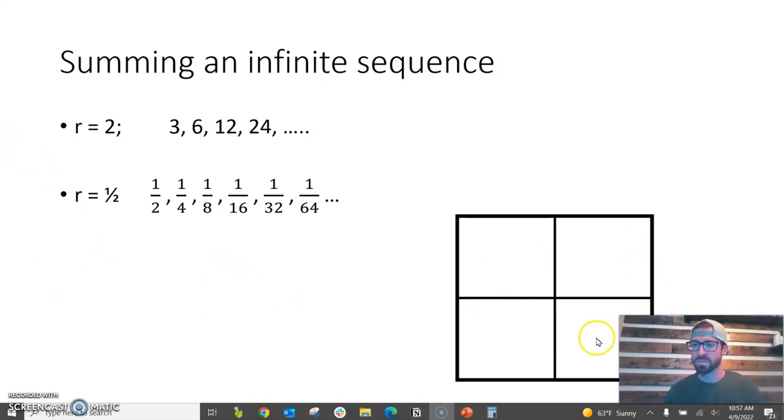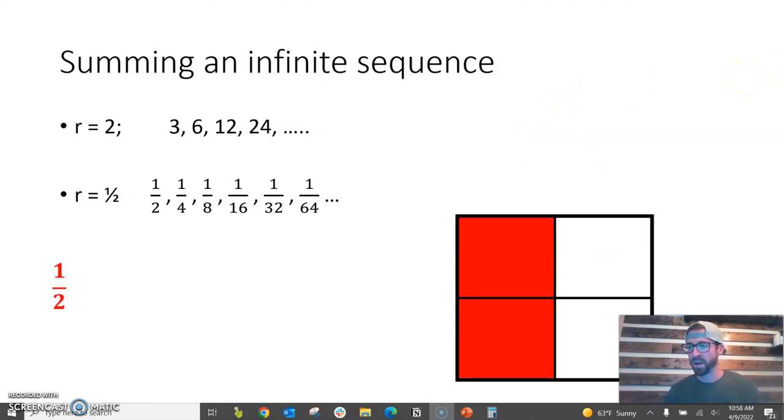So imagine this box representing 1. If I were to start with 1/2, that red area would represent the 1/2. And then I would add 1/4 to it. And then I would add 1/8 to it. And so I'm just moving down the line, adding the next term in the sequence, and it's getting smaller each time. You see, first it took up half the figure, then a fourth, then an eighth of the figure.